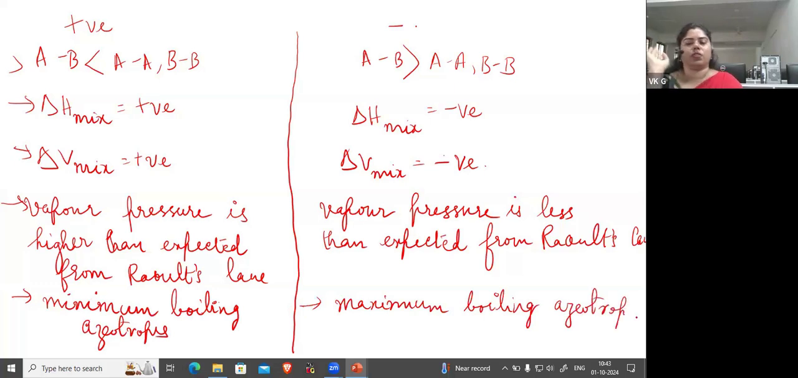Maximum boiling azeotropes. The one thing you need to know here is what azeotropes are. Let's check into that first, then we'll come to this. Okay. So first of all, what are azeotropes?